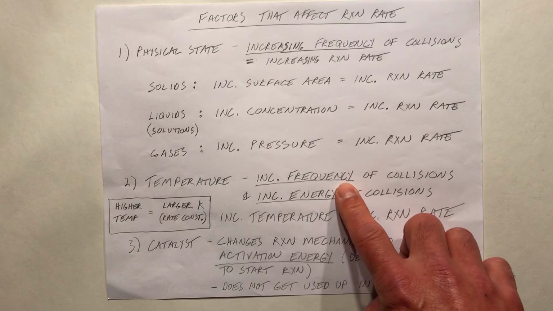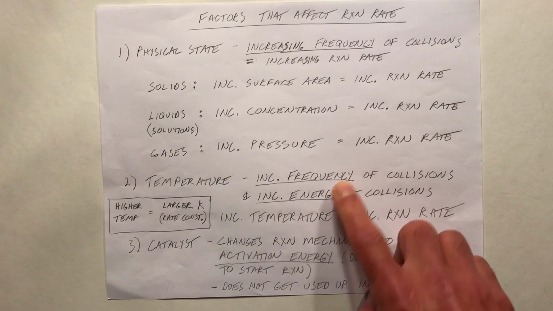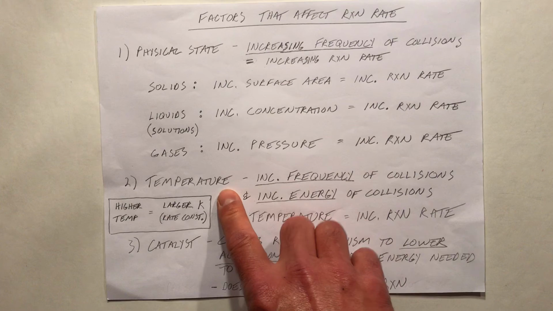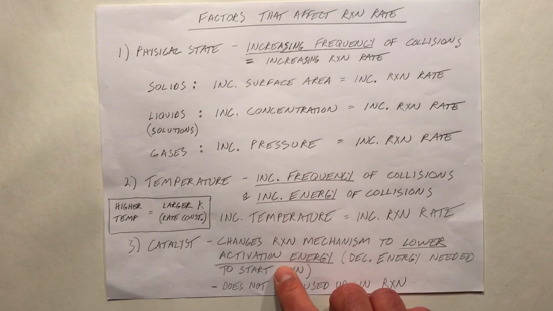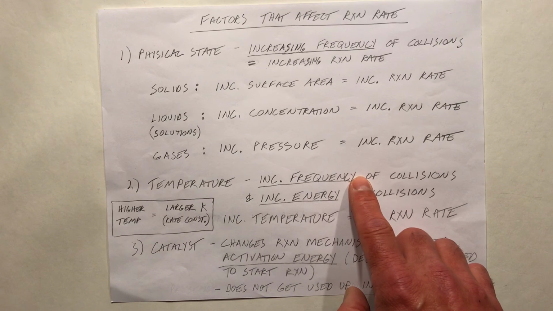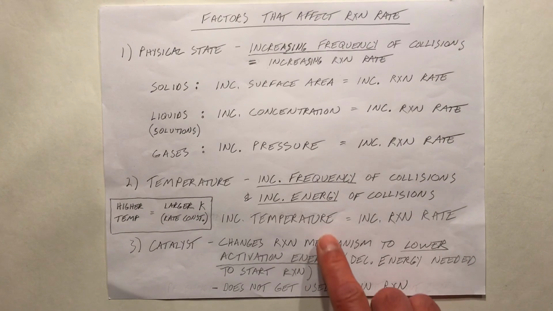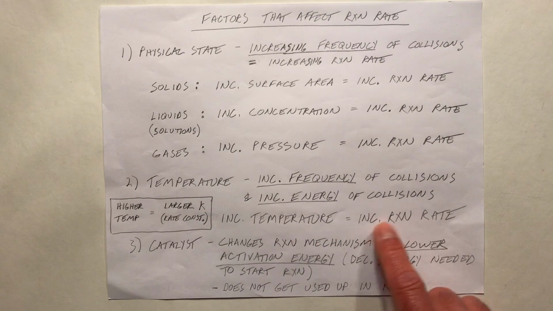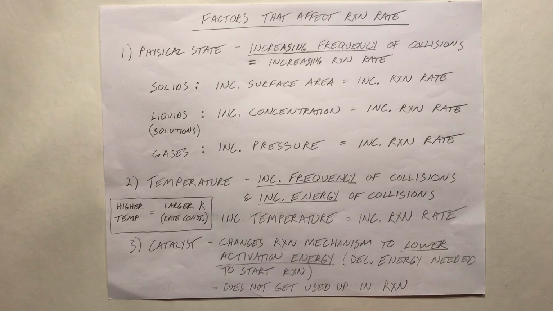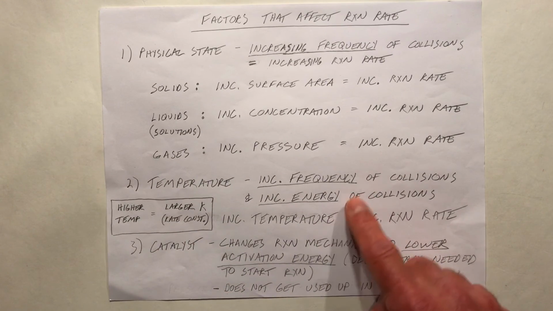Faster moving particles would increase the frequency of collisions. In other words, if the particles are moving faster, we'd get more collisions per second. But temperature, increasing the kinetic energy of the particles, would also increase the energy on average of those collisions. So not only would we get more collisions per second, but the energy of the collisions would be bigger. And both of those would promote an increase of reaction rate when we have increased temperature. Now we're going to see that higher temperature means a larger K, or larger rate constant. And that's because of these two things.